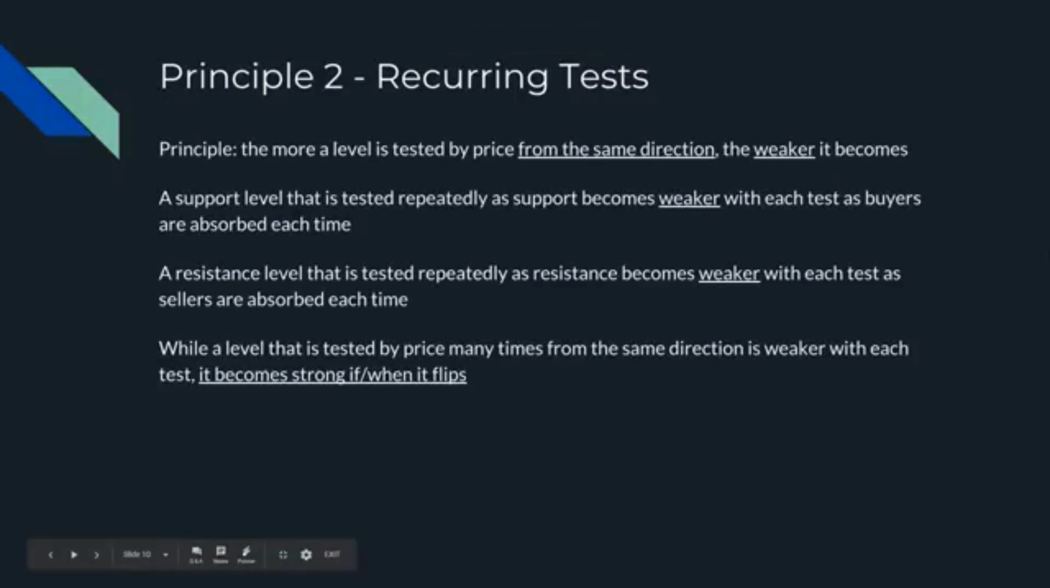So what do people mean when they say that a good level or a strong level is one that has many touches? Well, I think it's this. I think this is where the confusion arises. So while a level that's tested by price many times from the same direction is weaker with each test, as buyers or sellers are absorbed, it becomes strong if or when it flips. Okay, that's the key difference.